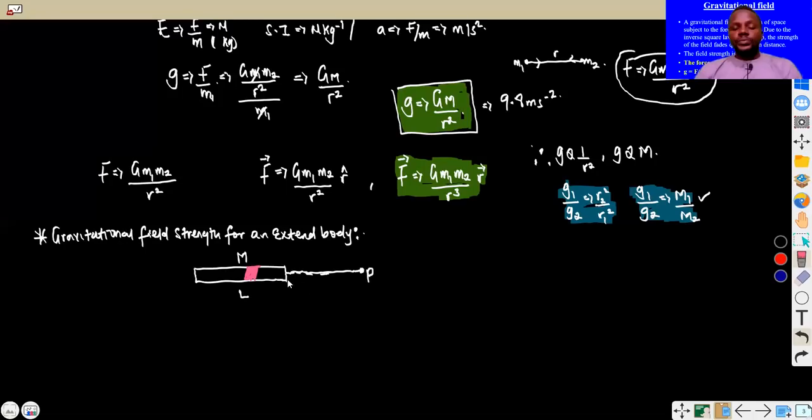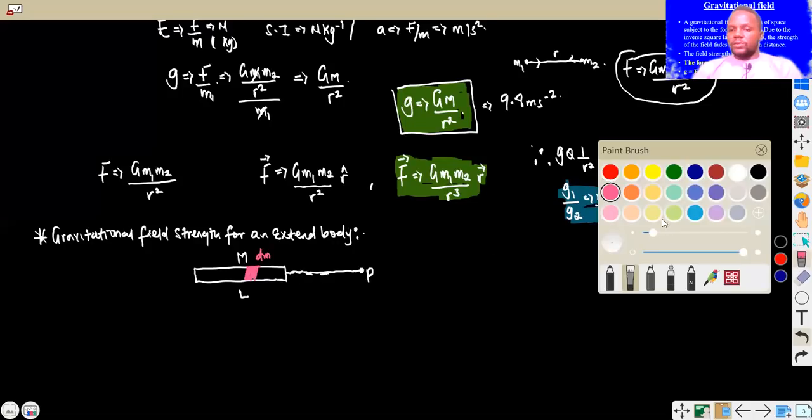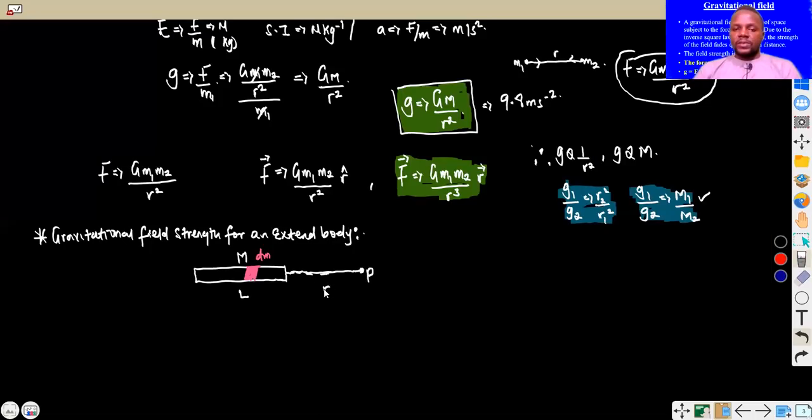Now, directly, you can also look into it from this aspect. I'm taking an elemental part, which I'm going to call dm. So the elemental part dm is taken. This was separated by a distance of r from the question, just for us to have a good idea. So the distance between the point mass and the extended body was given to be r. Because it is an extended body, we cannot use the direct formula GM by r squared, and the reason is this extended body. So we are taking an elemental section of dm.